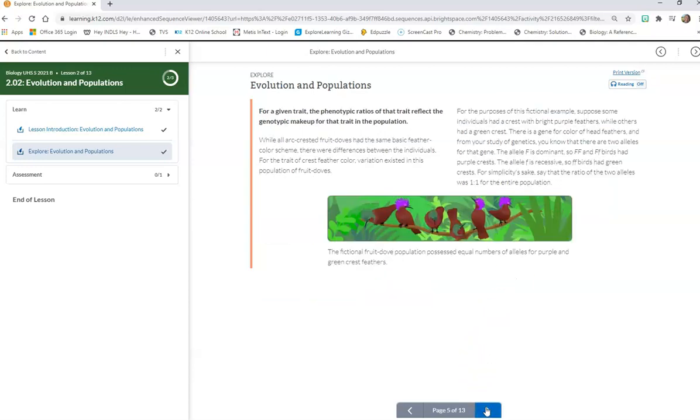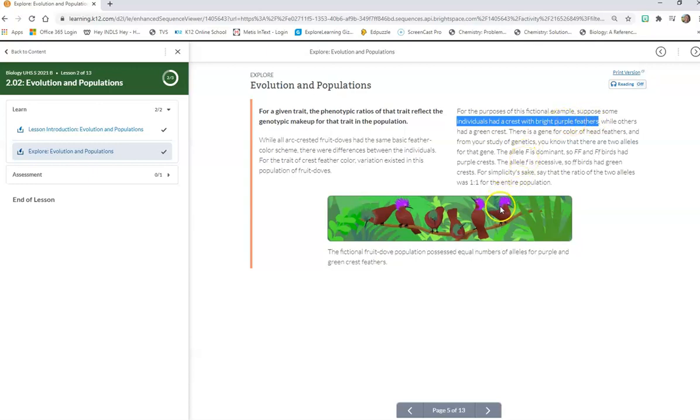All right. So while all arc-crested fruit doves had the same basic feather color scheme, there were differences between the individuals. For the trait of crest feather color, variation existed in this population of fruit doves. For the purpose of this fictional example, suppose some individuals had a crest with bright purple feathers. Now the crest is the feathers on the top of the head, right?